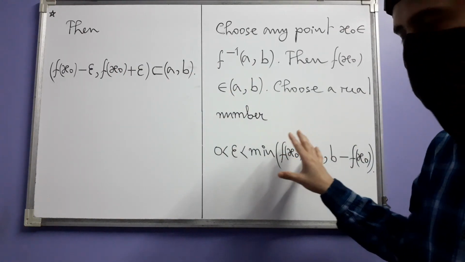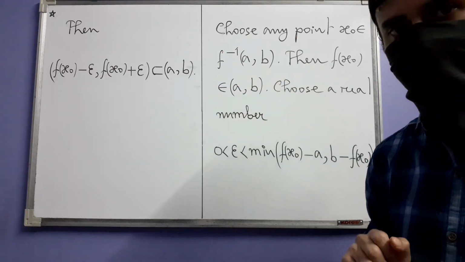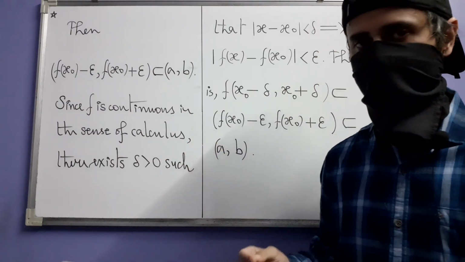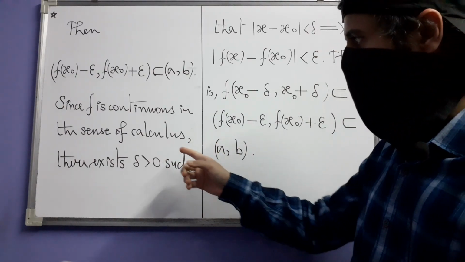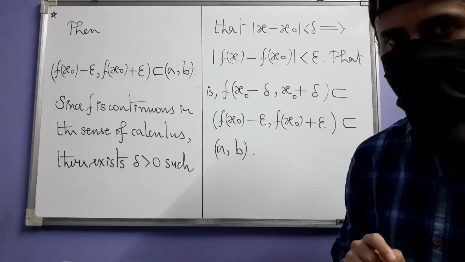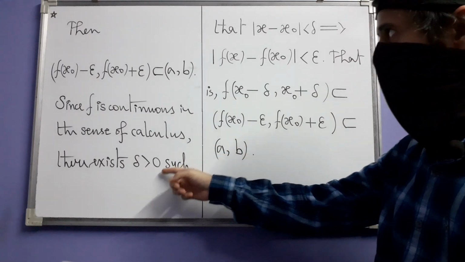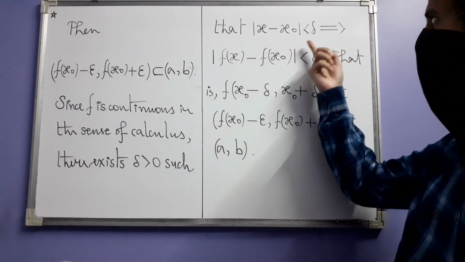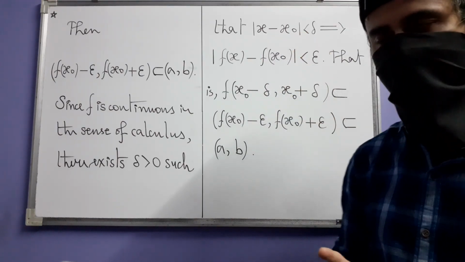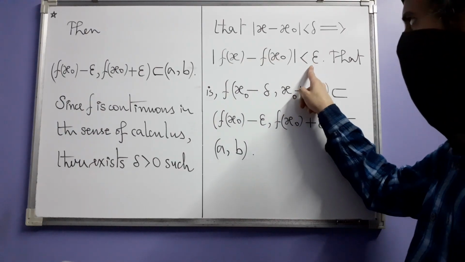Now there is no need for me to explain this to you because you have seen an exactly similar thing already before. Now f is obviously, this is our hypothesis, continuous in the sense of calculus. So in particular it's also continuous at the point x0. So for that epsilon, there exists a delta greater than 0 for which this implication is true. If the distance between x and x0 is less than delta, then the distance between f of x and f of x0 is less than epsilon.